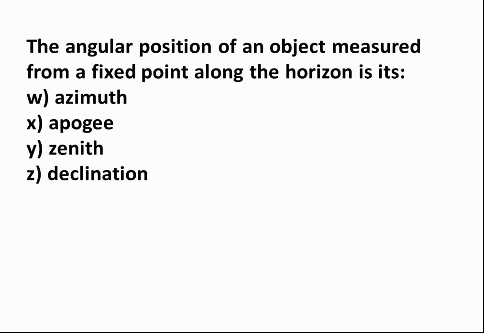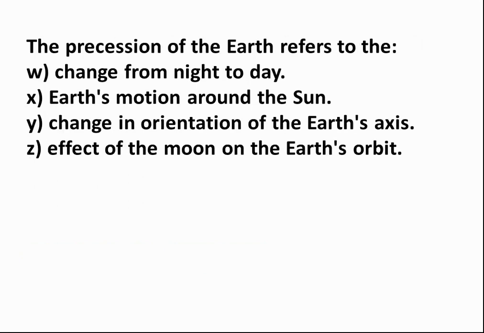The angular position of an object measured from a fixed point along the horizon is its W, azimuth. X, apogee. Y, zenith. Z, declination. Answer, W, azimuth.